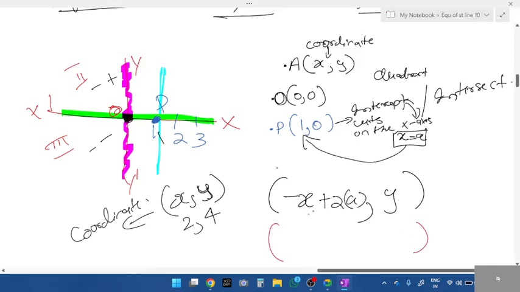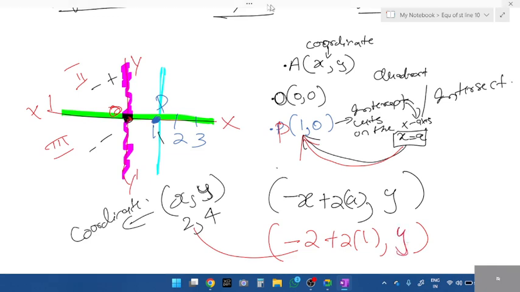Okay, what is this, minus x plus 2a? Minus x value is this 2, plus 2 into a value is 1. This point P is 1 and y. Is this clear? All of you understood the formula concept?